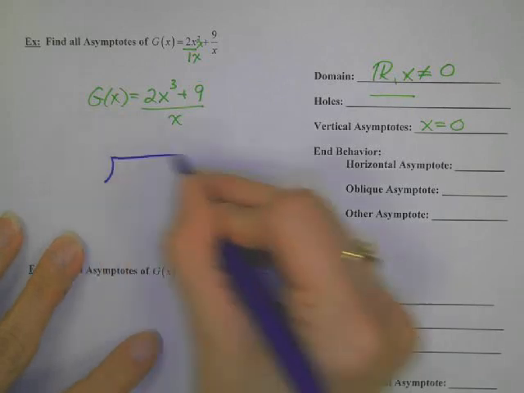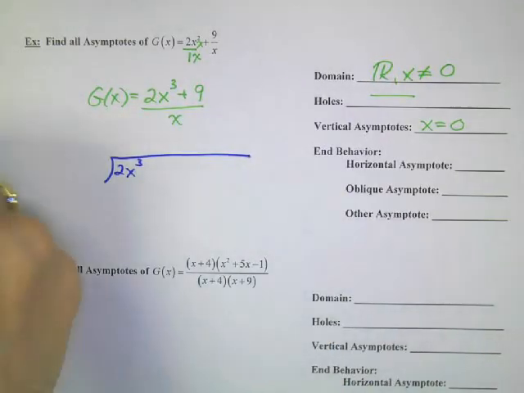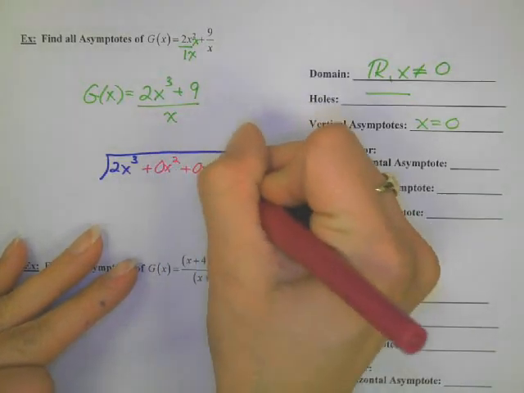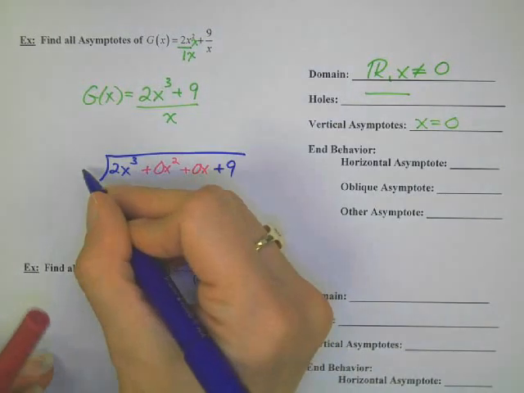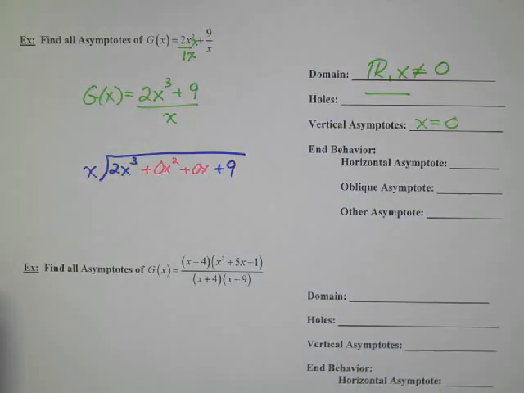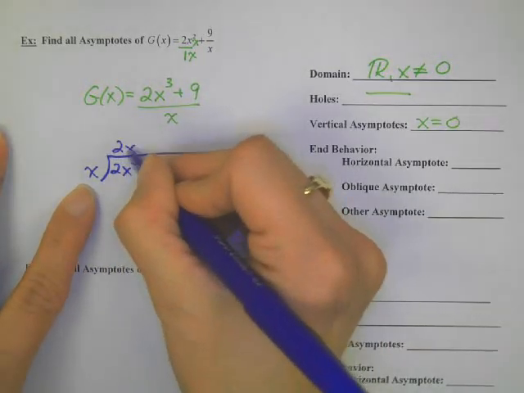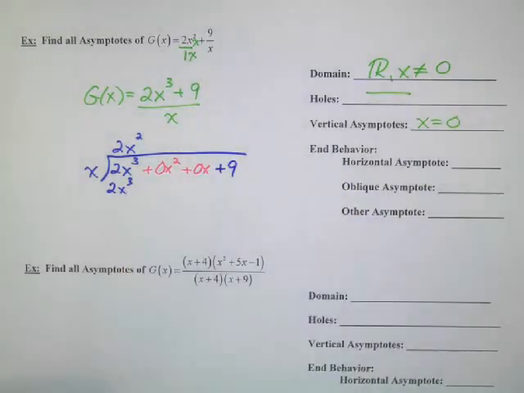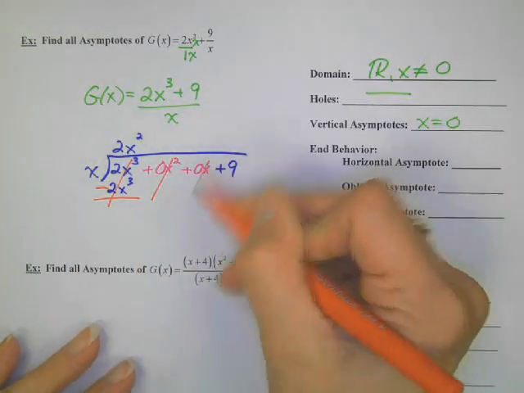Long division. So let's go ahead and put 2x cubed in the box. Let's not forget about some x's. I'm going to put 0x squared plus 0x, and then we have a 9. And we're going to divide this by just little old x. Okay, what is he missing first? He's missing 2x squared. Multiply that out, that's 2x cubed. We'll change that to the opposite. That's nothing, that's nothing, that's nothing.